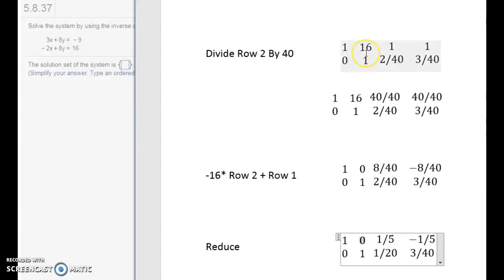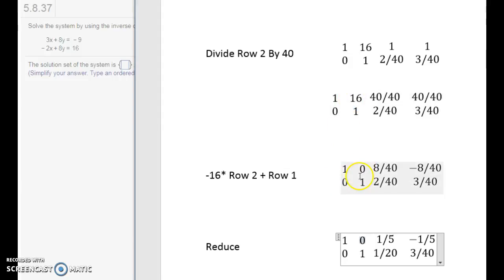So now we're at this step, and we have to just change this number to a 0, and we will be done. We're going to need to use addition here, so I'm just going to rewrite these as fractions. 1 can be written as 40 over 40, and I do that so it'll be easier to add the two rows together since the fractions have to have the same denominator. So I'm going to take negative 16 times row 2 and add that to row 1. Negative 16 times 0 is still 0, plus 1, you still get a 1. Negative 16 times a 1 is negative 16. Add that to 16, you get 0.